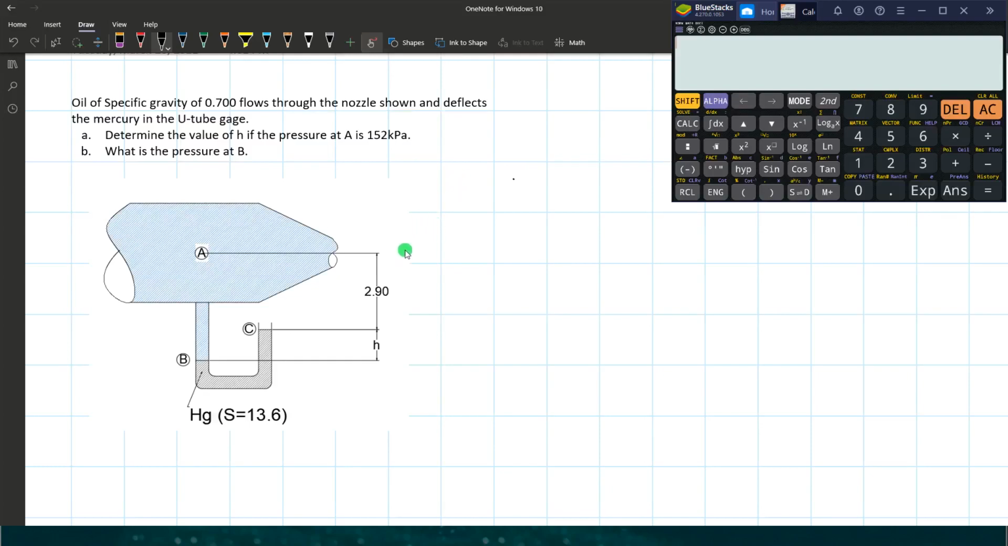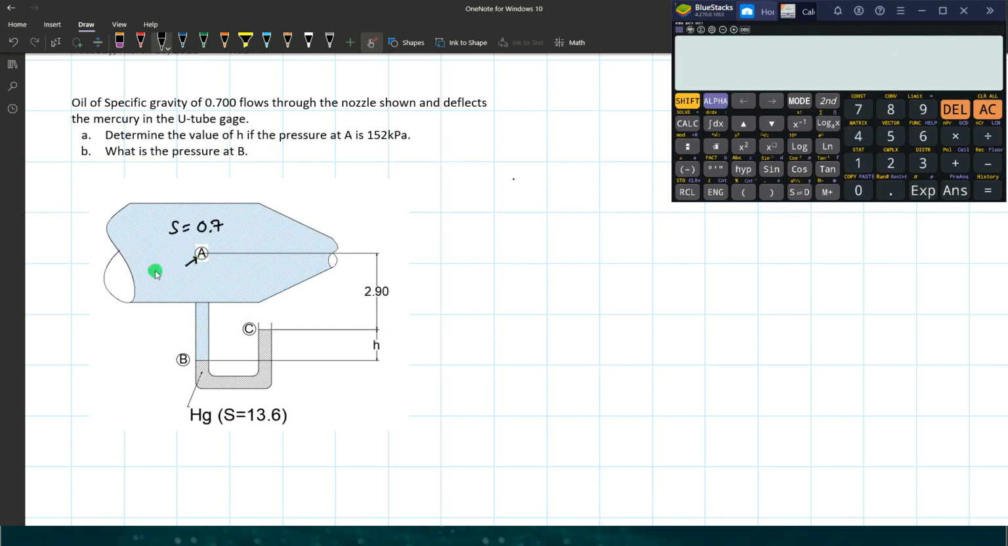Let's continue to work on some sample problems in principles of hydrostatics. So here in this example, we have an oil which is flowing through the nozzle. As you can see here in the figure, we have a nozzle, and the specific gravity of the oil is 0.7. It reflects the mercury in the U-tube gauge. Here's the U-tube gauge. Letter A, determine the value of H if the pressure at point A is 152 kilopascal.